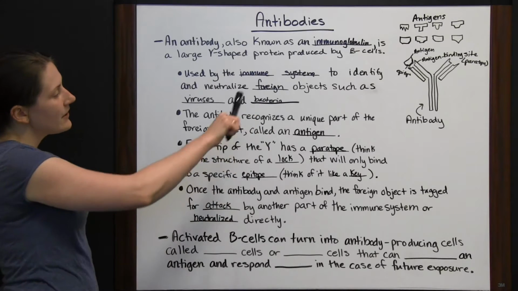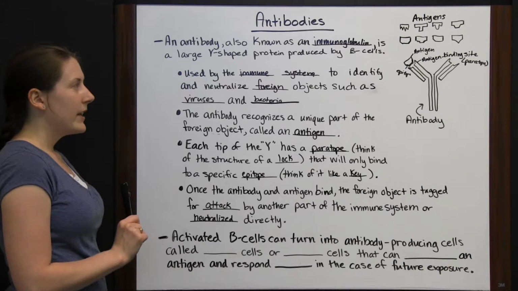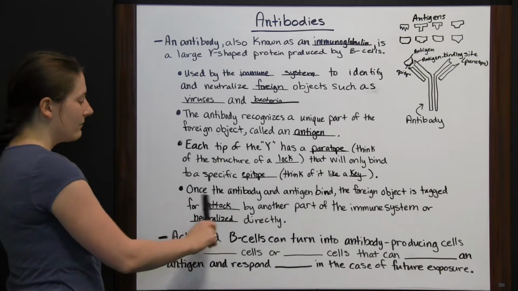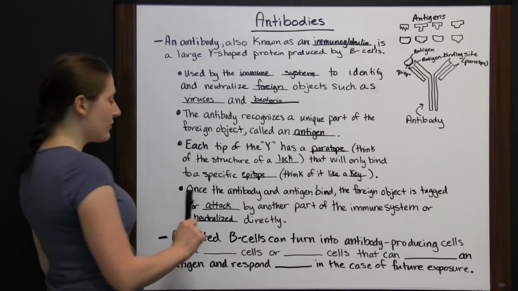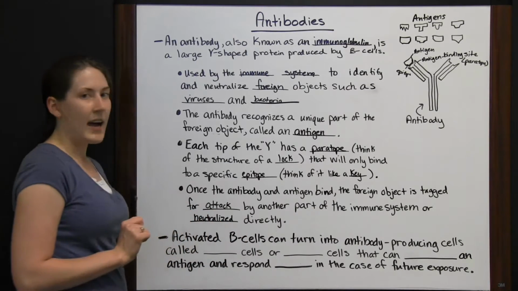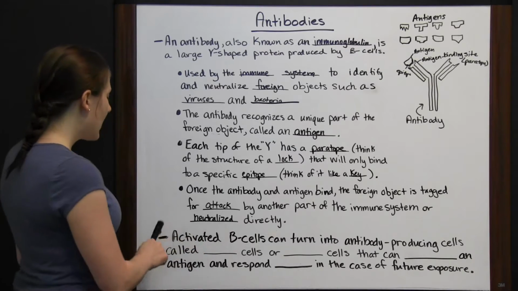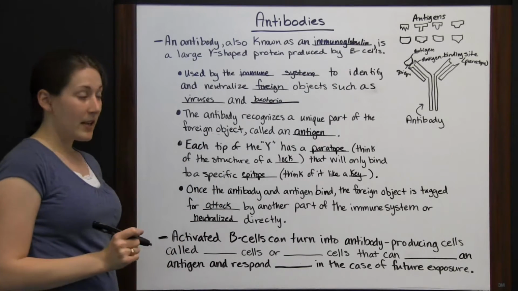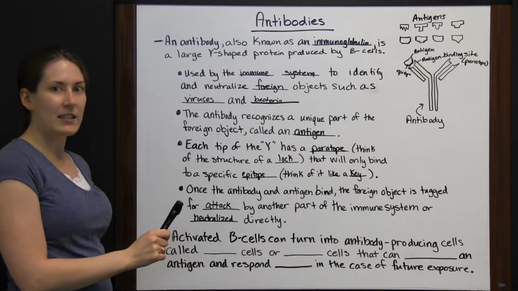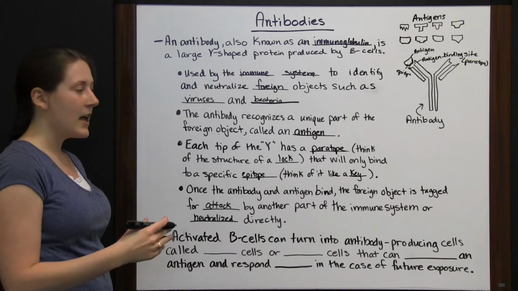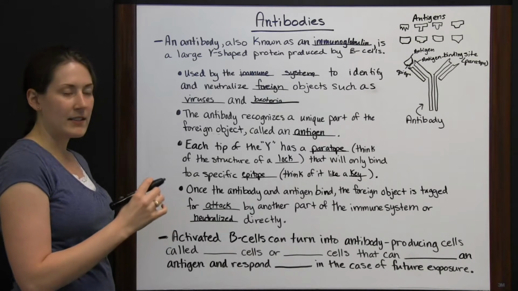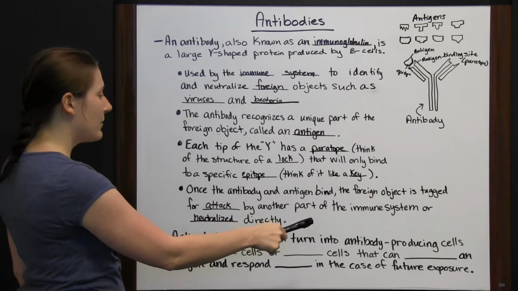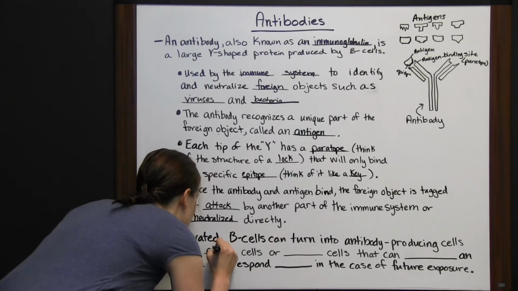So, now that you've seen your antibody and seen how it binds to antigens and how it can either get rid of or neutralize the foreign objects directly or alert the attack for another part of the immune system, let's go back to the B cells. Remember, antibodies are produced by B cells. So once a B cell has been activated, once there's some foreign object in your body that the B cells know about, and they say, okay, we've got to do something now, we've got to get rid of this, the B cells can turn into antibody-producing cells called plasma cells.